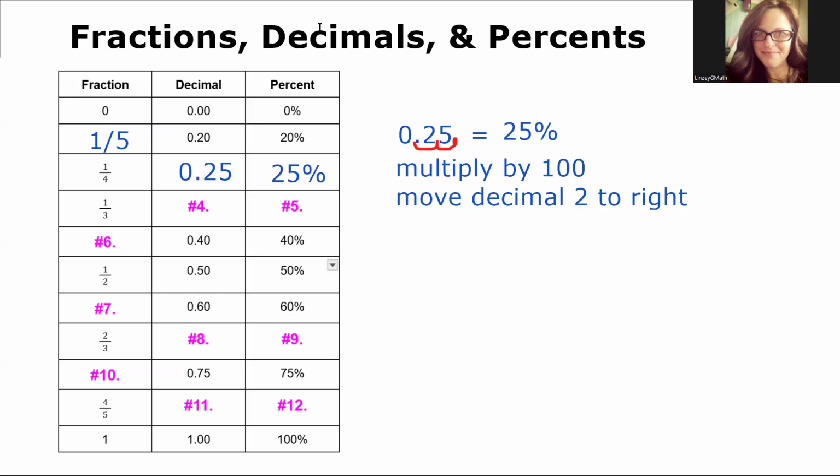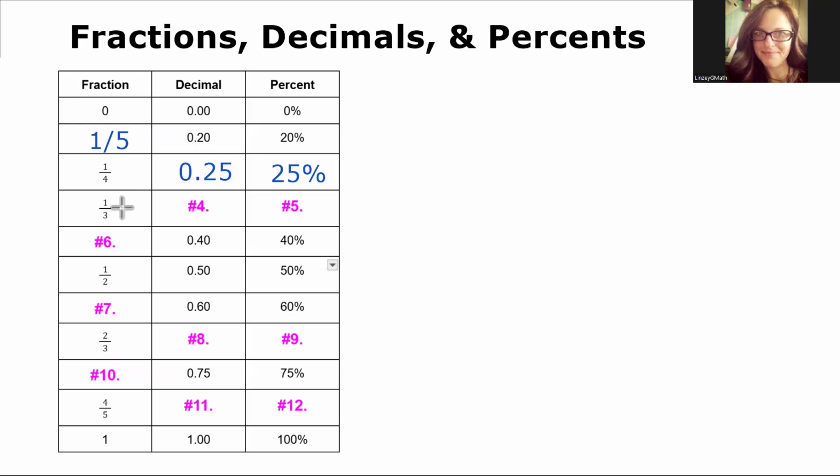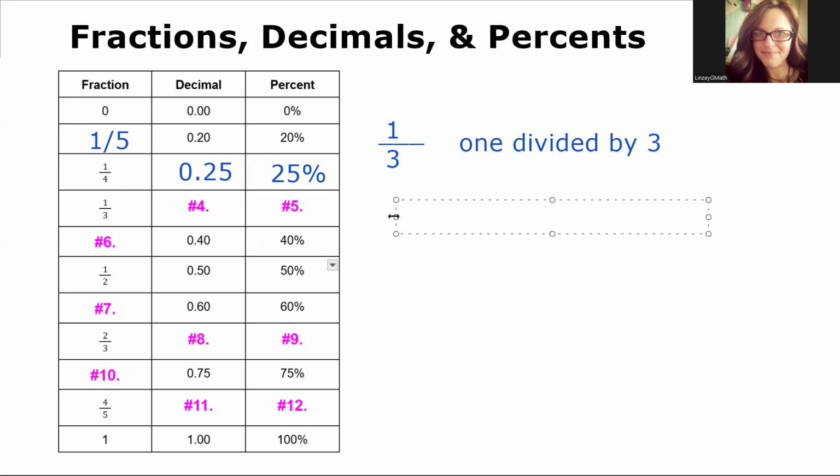Number 4. 1/3 is our fraction. They would like us to change it into a decimal. So 1/3 means 1 divided by 3. So you could use a calculator, or we can use our long division. And we'll take a look at that.